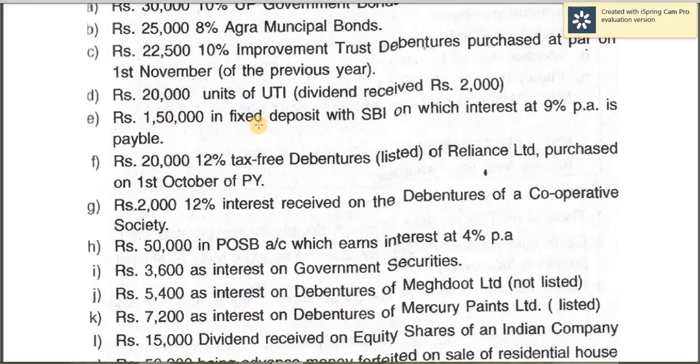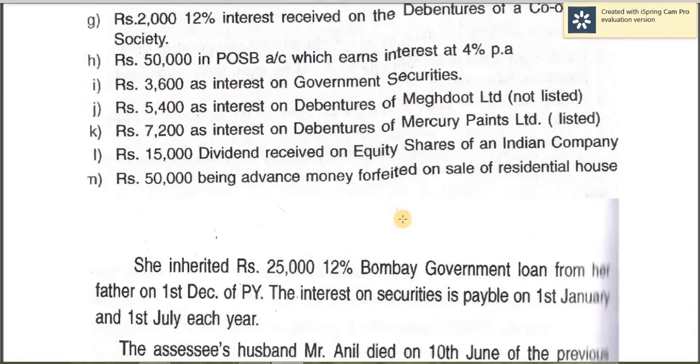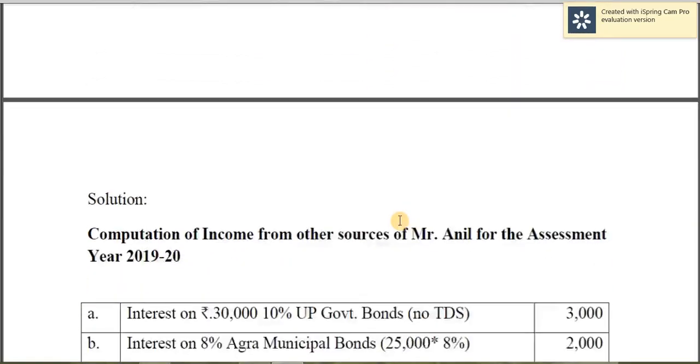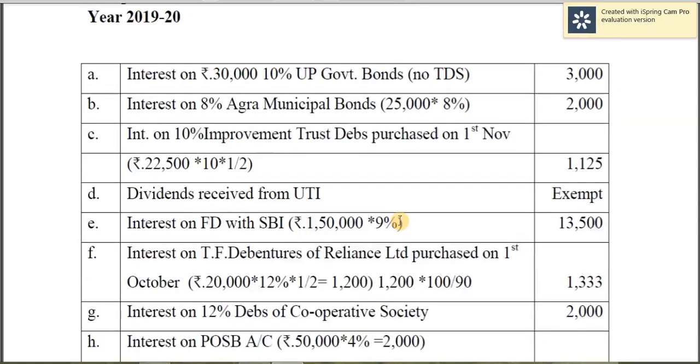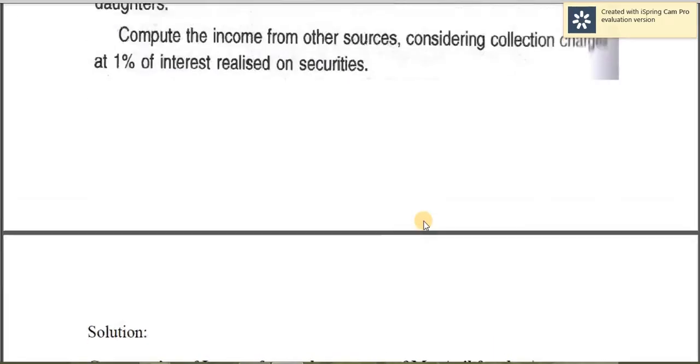Then 1,50,000 in fixed deposit in the SBI, on which interest at 9% per annum is payable. So 1,50,000 into 9% comes to 13,500. Straight away you have to take it, because that's the gross amount.